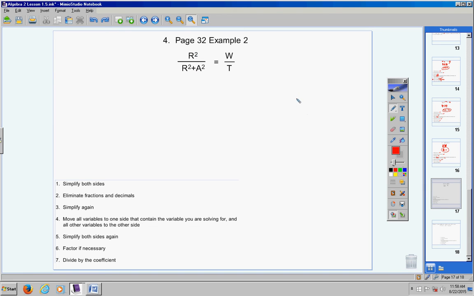Now, if it was like this, r squared over r squared, a squared, and there was a multiplication sign here, no problem. This is how many terms here? 1. How many terms here? 1. Remember, it takes a positive or a negative sign to make a term. If there's a plus sign here or minus sign here, then you have 2 terms. Now, if it was multiplying, then yes, you could cross those off, and you'd have 1 over a squared.